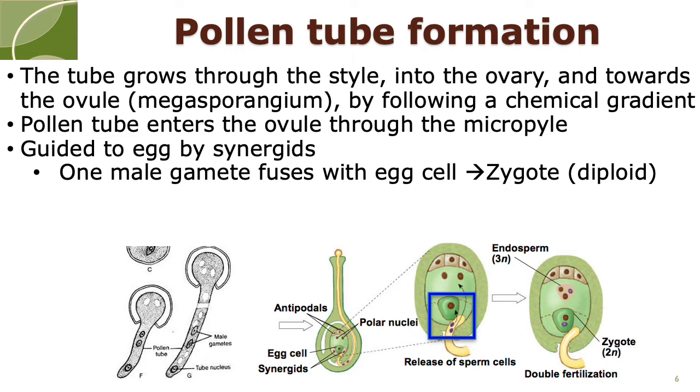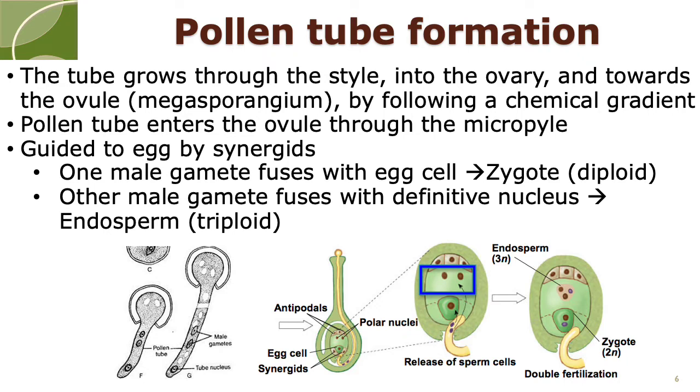When these male gametes are released, there are 2 of them, and one of them is going to fuse with the egg cell. And this is what results in the formation of the zygote. The other male gamete fuses with the definitive nucleus, which already has 2 nuclei. So after this process of fertilization, in this case there have been 2 fusing events.